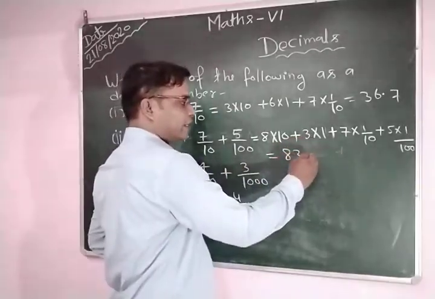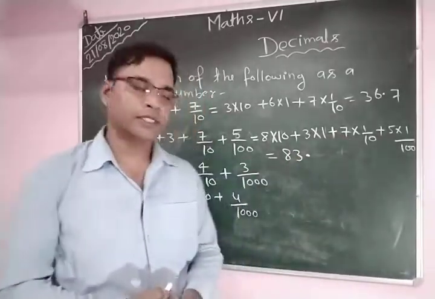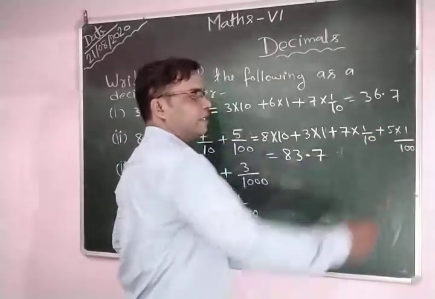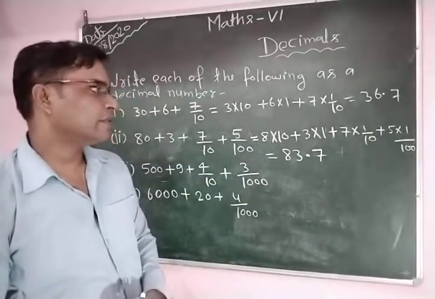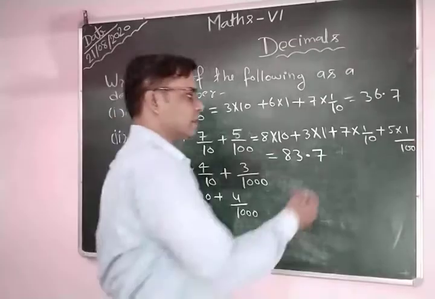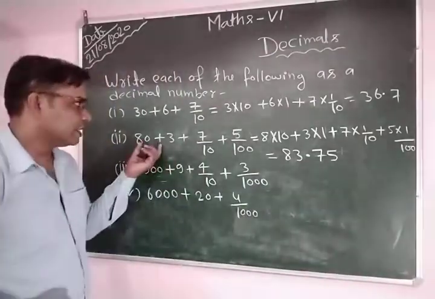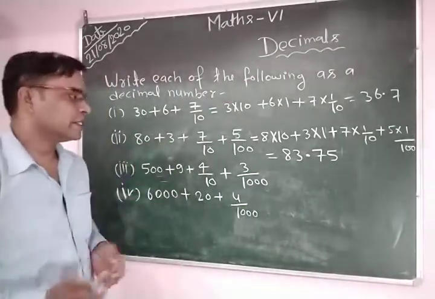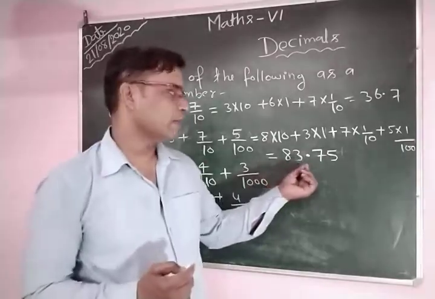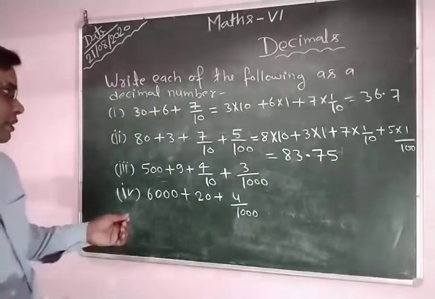After this we put a decimal point, because this 7 represents the tenths place. Okay. So we write here 7, and after this plus 5 into 1 by 100. This represents the hundredths place. So we write 5 at the hundredths place. So you can see here. Okay. So we can write 80 plus 3 plus 7 by 10 plus 5 by 100. This is equal to 83.75.